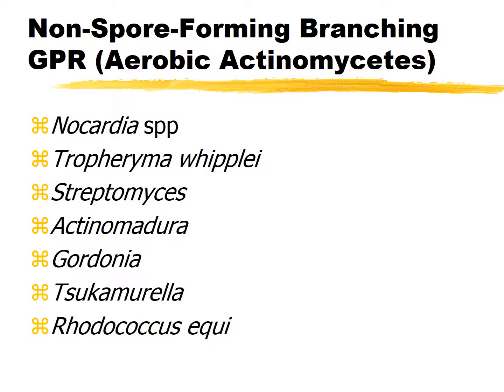Okay, so now let's talk about the non-spore-forming branching gram-positive rods. These are what we call our aerobic actinomycetes. We're going to talk about Nocardia species and Tropheryma species here. A couple of the others that are important in the clinical laboratory would be the Streptomyces and the Rhodococcus.